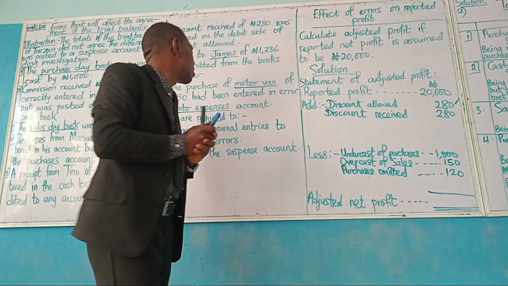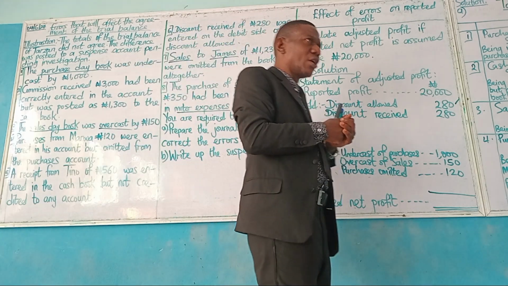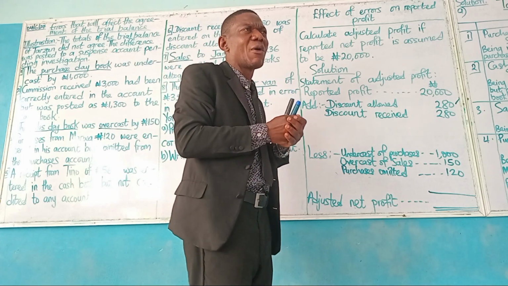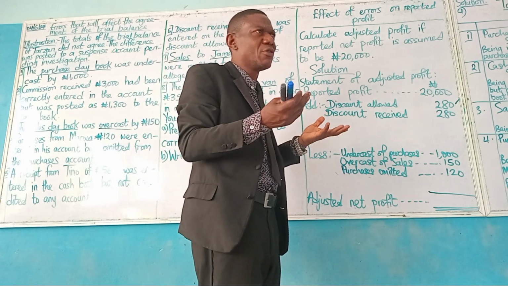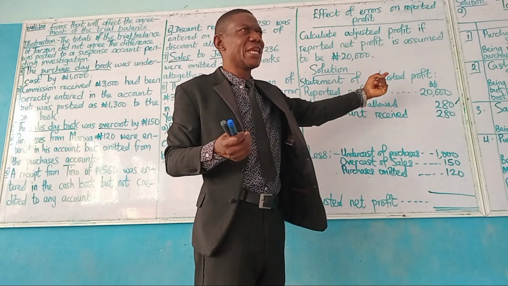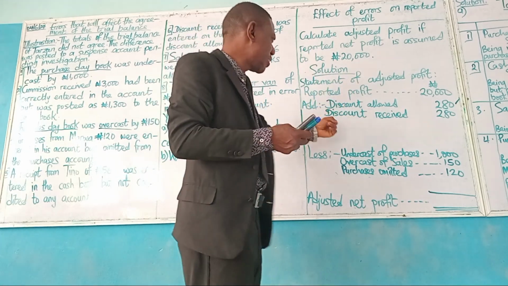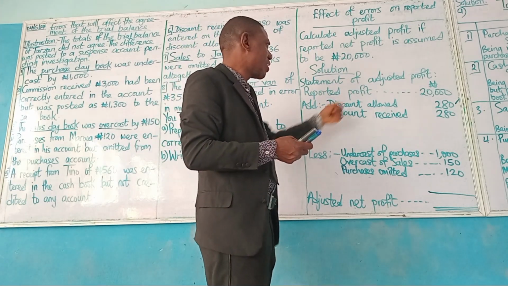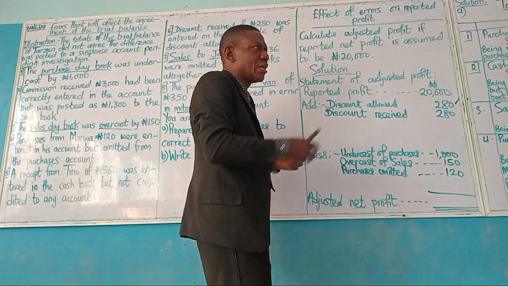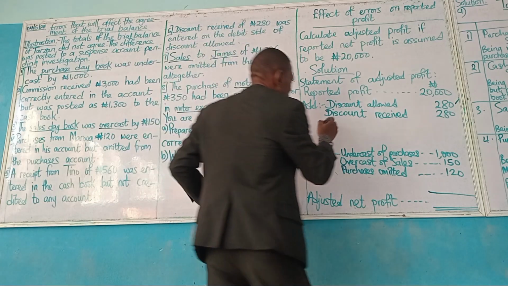But the sale was not recorded in sales, so we have to insert this figure into the sales account. And if we insert it into the sales account, what is the effect? Our sales revenue will increase, and if our sales revenue increases, automatically our net profit will also increase. So we are adding to increase our net profit. Because we increase the sales, we increase our net profits by adding this back. So sales to retail.